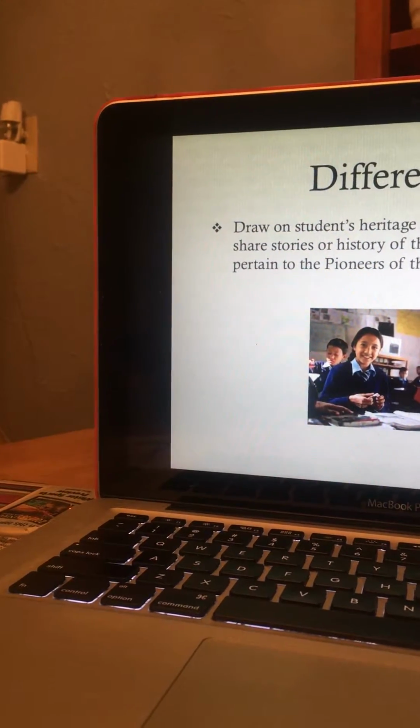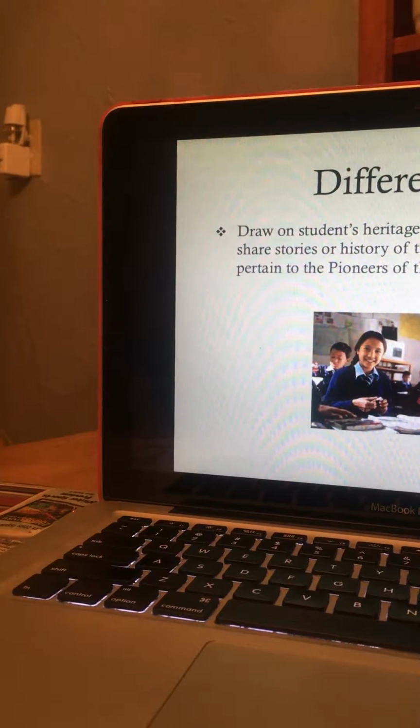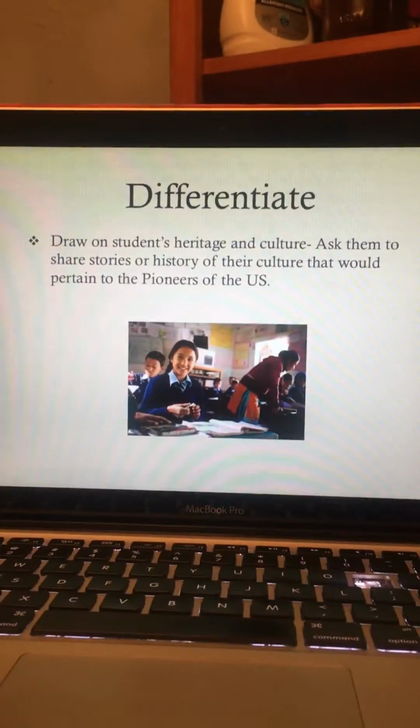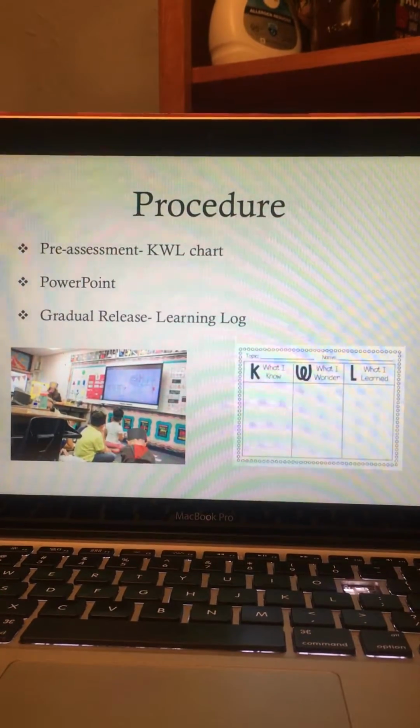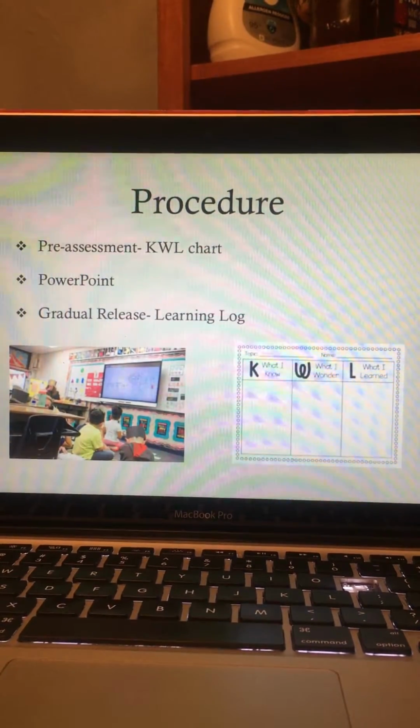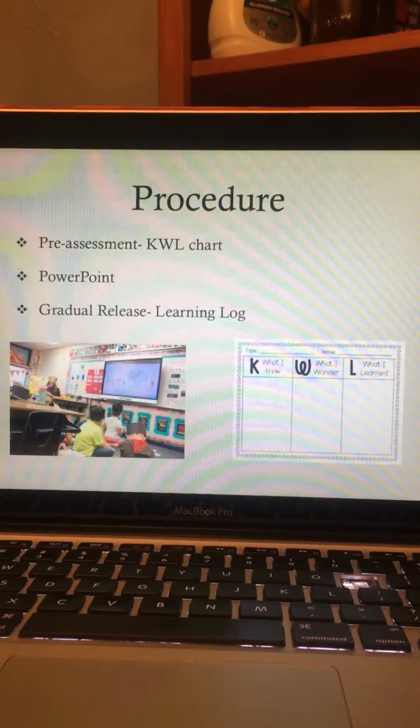To differentiate this lesson, I would draw, this is focusing on Lily. Oh, I do apologize. That was if you didn't see that, there's the KWL chart I was pointing to. It's a little difficult recording with my phone.